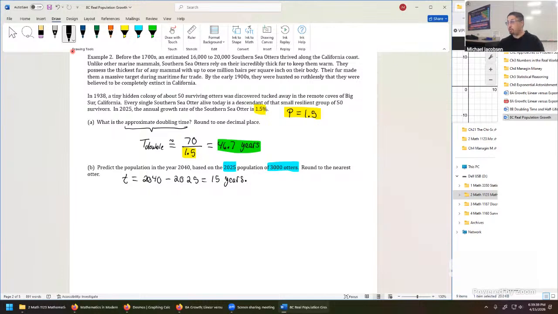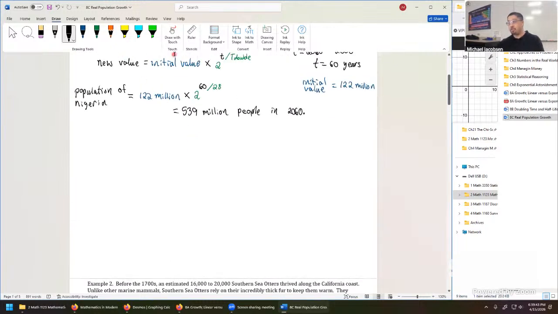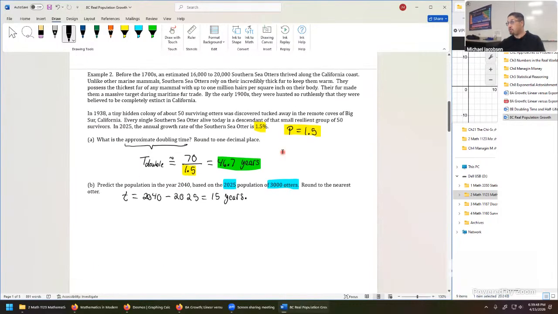From that, we're going to reuse the formula that we had right above here. New value equals initial value times 2 to the power of T over T double, just using these new values we see here. So we can say now, number of otters.